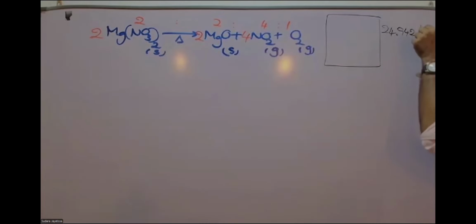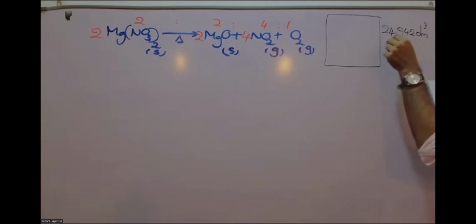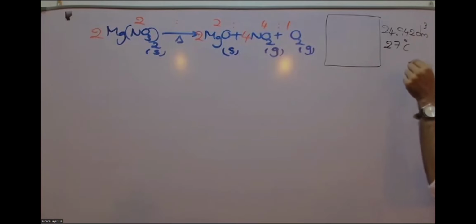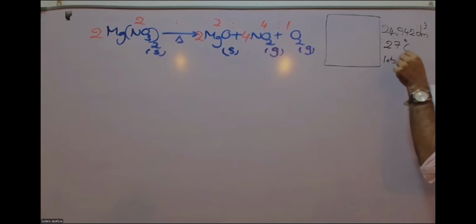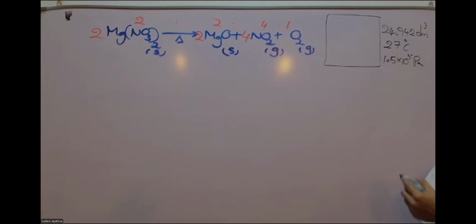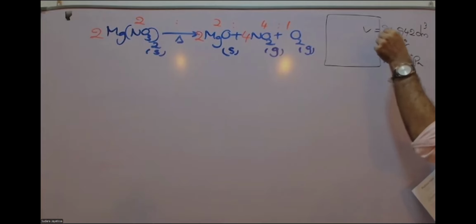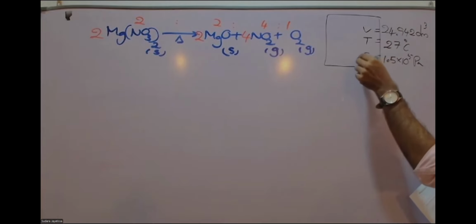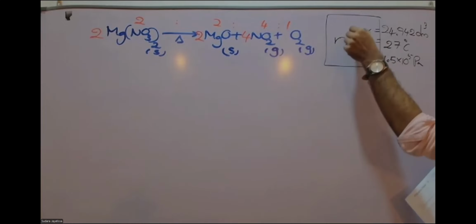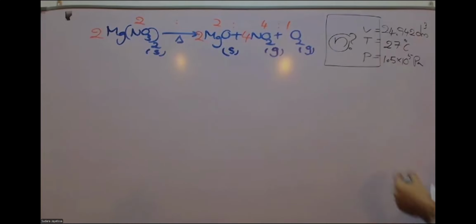In that vessel, the volume is 24.942 decimeter cube, and it is at 27 Celsius temperature. And the pressure is 1.5 into 10 to the power 5 Pascal. So we know the volume, we know the temperature, we know the pressure. The only thing we don't know is the number of moles. So how do we find this number of moles?